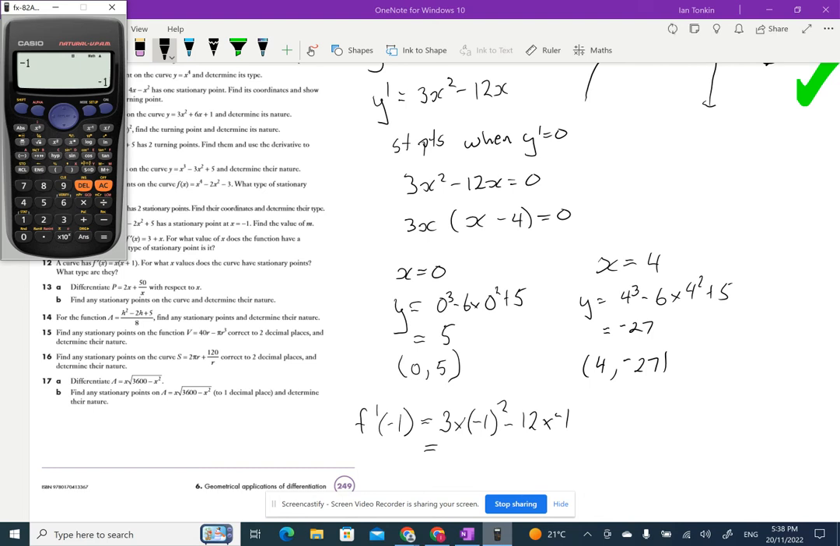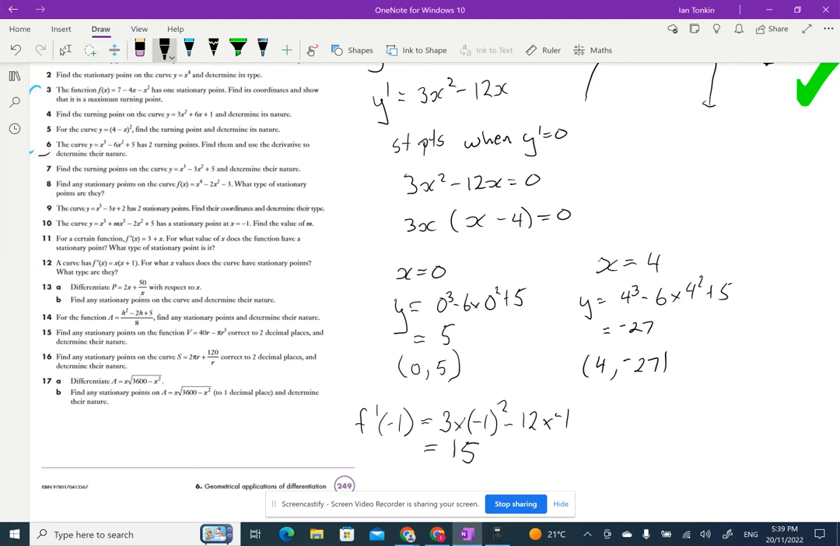I'm going to put that, and that's now going to form my answer. All right? And now, rather than write 3 times negative 1 squared and having to worry about brackets and stuff like that, I'm going to go 3 times my answer, and I don't have to worry about parentheses, and I'm going to square that, and I'm going to go minus 12 times my answer, and I get 15. Now, why is that so cool?